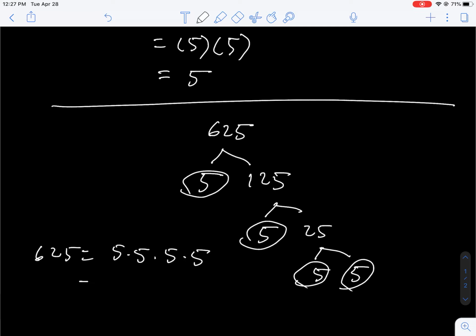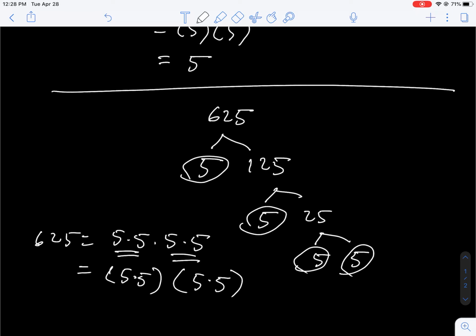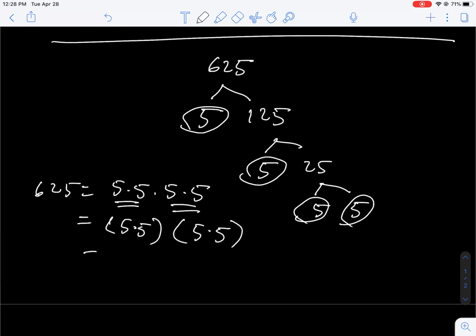We need to create two groups, so I can have these two 5s in one group, and we can have these two 5s in another group. So I can have another group of 5 times 5. So 5 times 5 is 25, and 5 times 5 is 25. So the square root of 625 is 25.